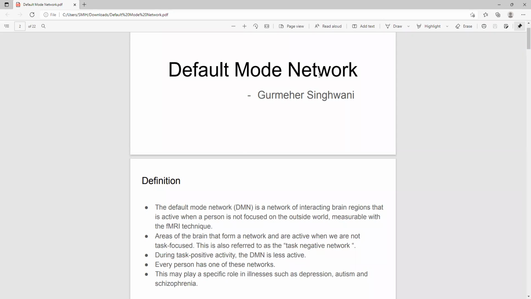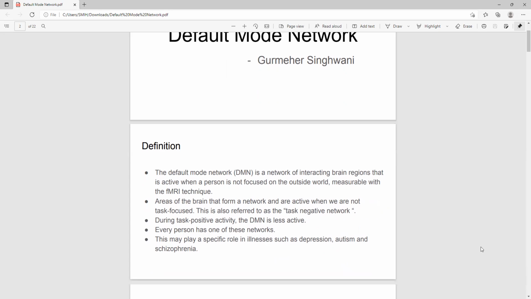Good morning, everyone. My topic is the default mode network. The definition is that the default mode network is a network of interacting brain regions that is active when a person is not focused on the outside world, and we can measure it with the fMRI technique. These are areas of the brain that form a network and are active when we are not task focused. So this is also referred to as the task negative network.